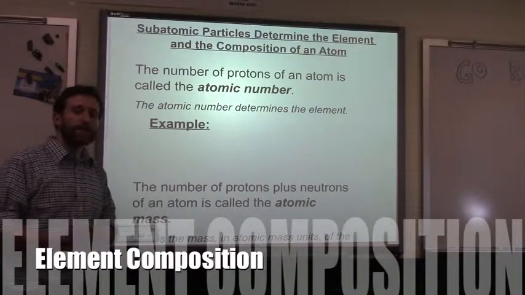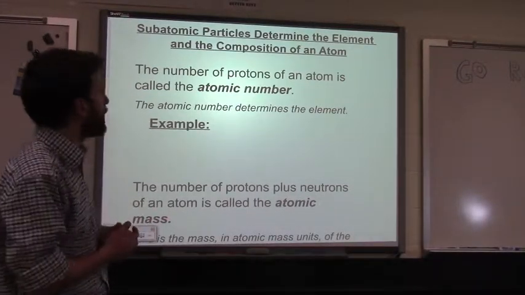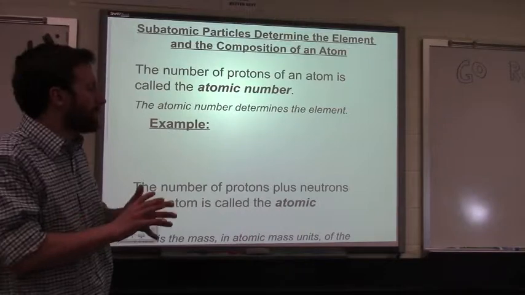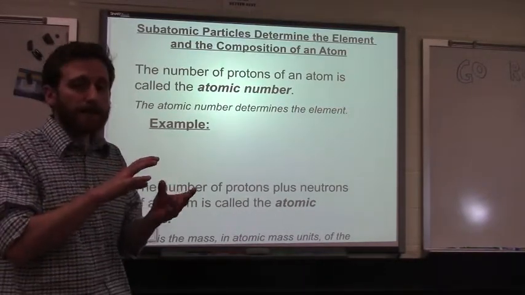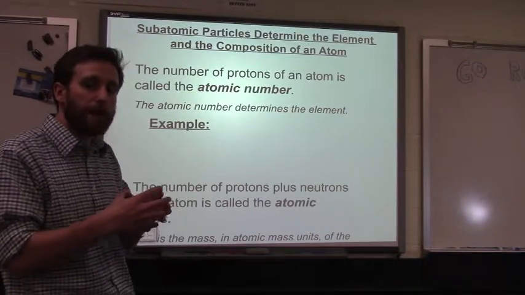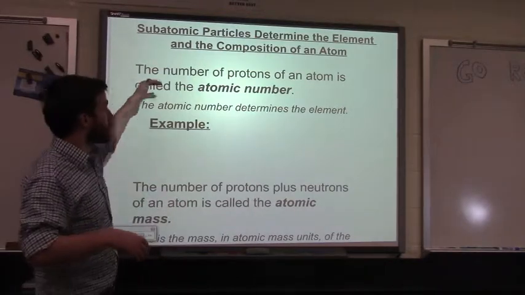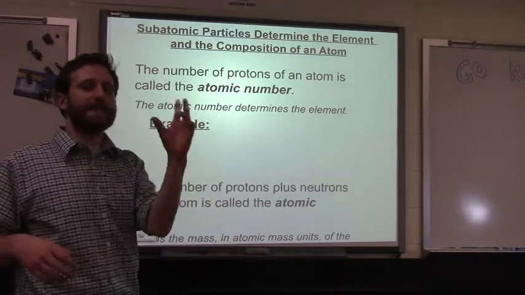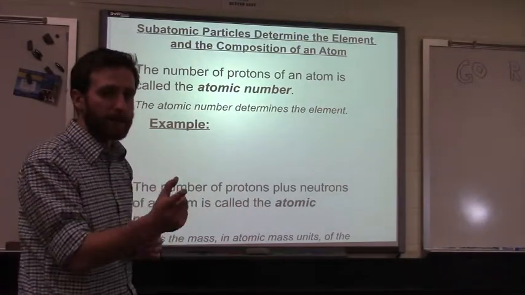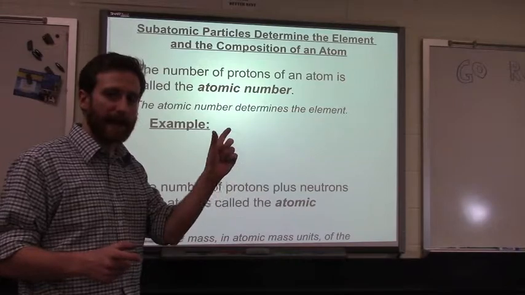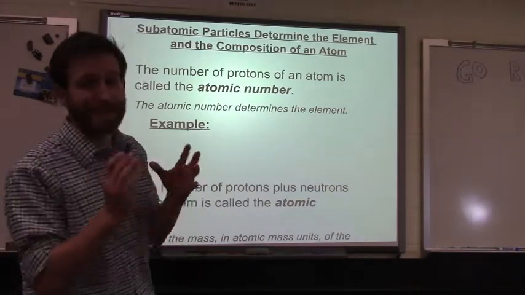So here we come to the idea that subatomic particles really determine the element and the composition of an atom. The first very important foundational thing to understand about atoms is that the number of protons within the nucleus of an atom determines what element that atom is. The number of protons is also known as the atomic number. We use those two very synonymously, so you can switch them out. The atomic number is the number of protons in an atom. And the atomic number, or the number of protons, is what determines the element.